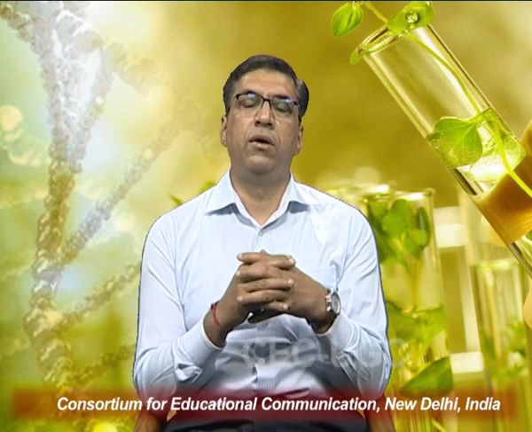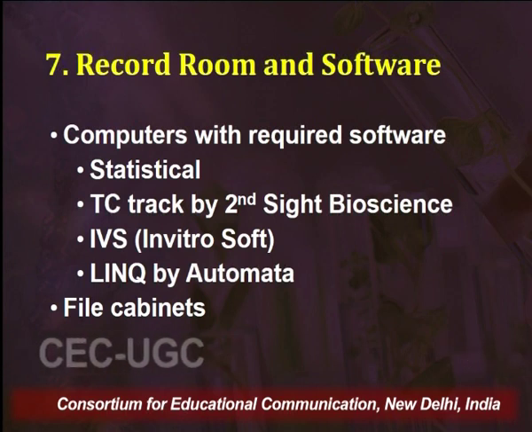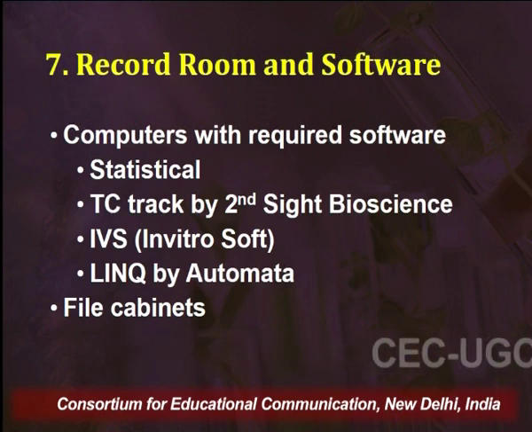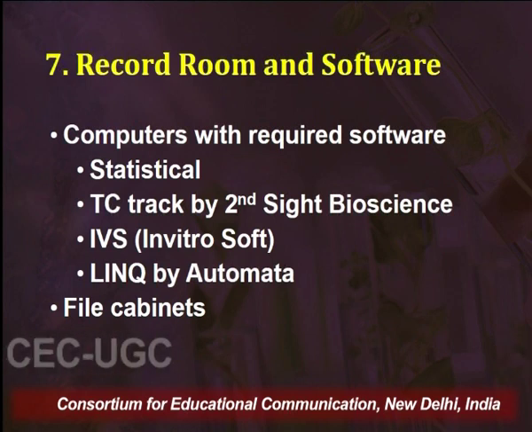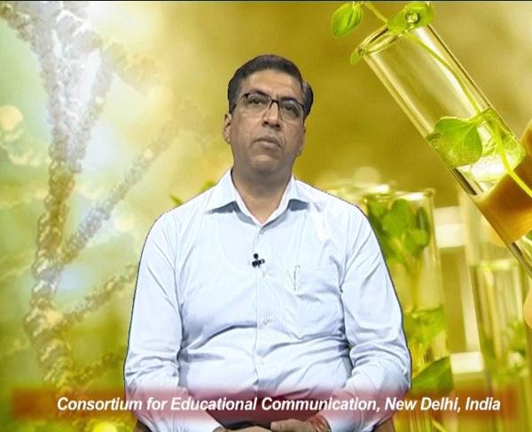The record room should have computers equipped with the required software, which is nowadays installed in laboratories, like TC-Track, IVS or LinQ. All these softwares will help in tracking your samples. They provide specific barcodes for each sample, wherein any sample can be tracked over a period of time. So such equipment and such facilities should be there in a plant tissue culture laboratory if you want to set up at a commercial level or at a laboratory scale.